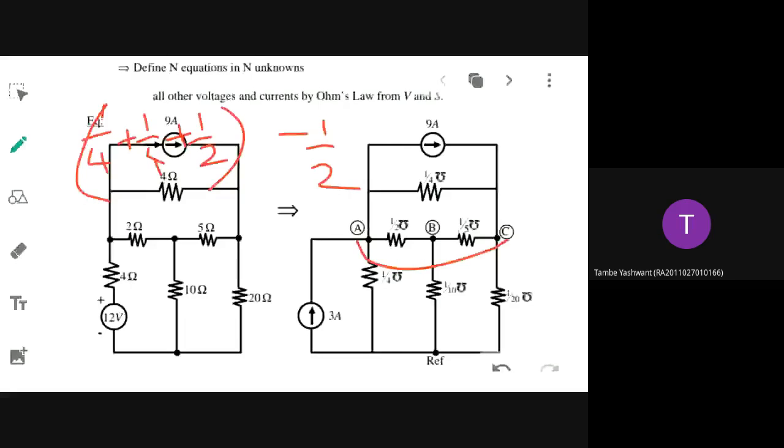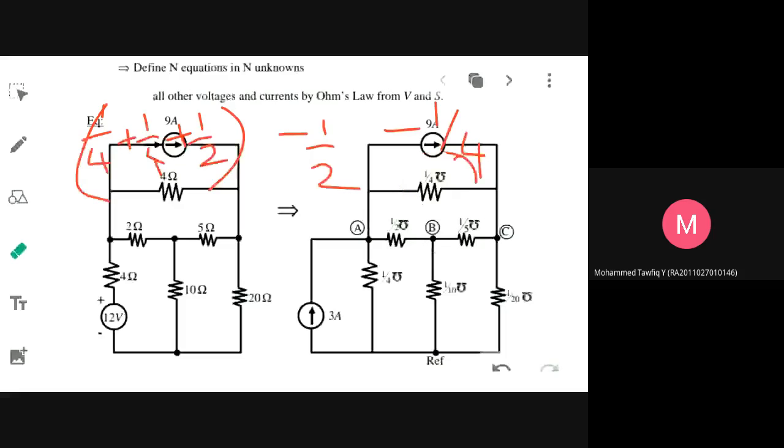Zero, if you are assuming the same direction of currents. Otherwise, no, there is one common resistance. Check the circuit properly, ma'am. 1 by 4. This is connected between A and B. So what will be the value here? Minus 1 by 4.